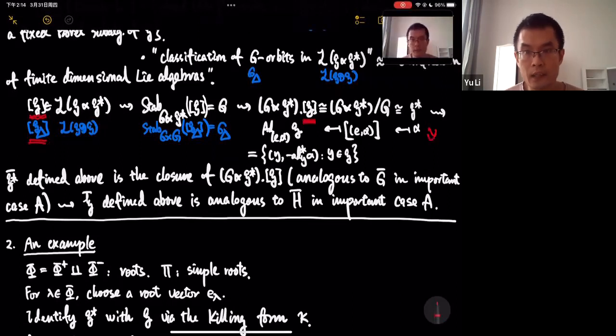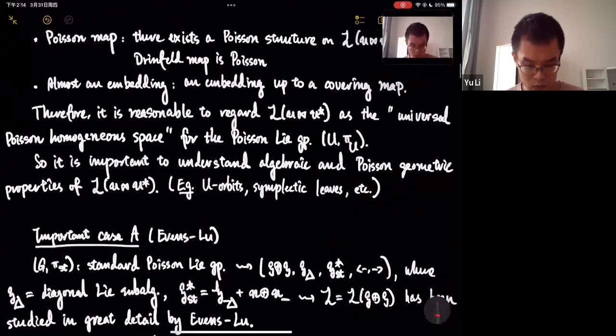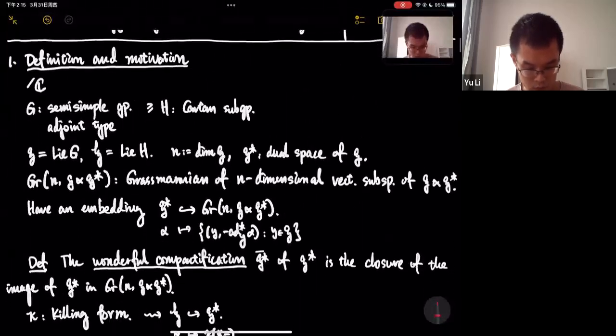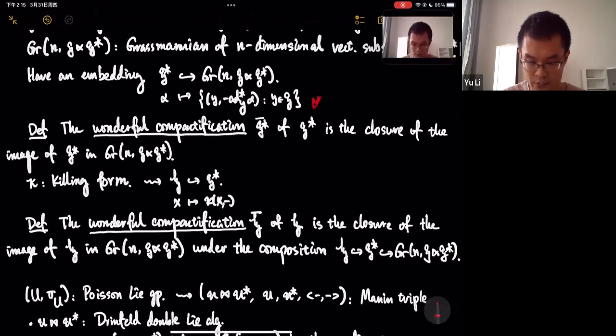Then you can do some easy computation. You will realize that this composition map sends an element alpha of G star into this Lagrangian subalgebra. And what is that? This is exactly the definition that we started with at the very beginning. Let me show you. It's exactly this: (y, negative coadjoint of y on alpha).